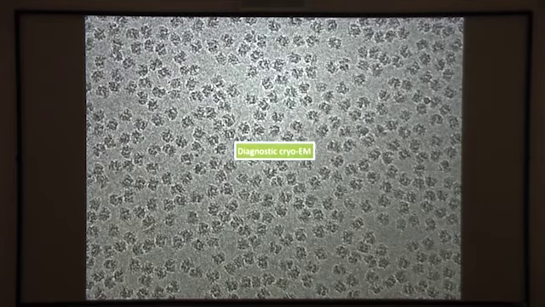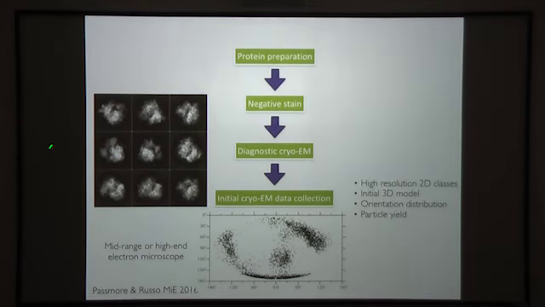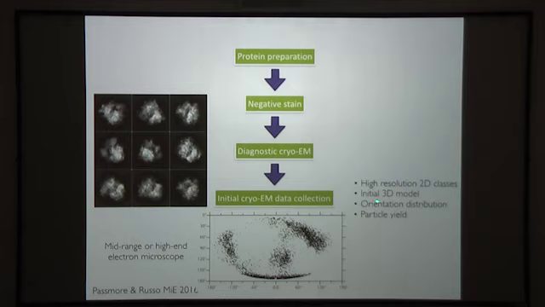Okay, so we use diagnostic cryo-EM to evaluate the specimen. And once we've done that, once we're sure that the particle's stable, it has the right size and shape, and the distribution is correct versus the concentration, we want to move on to an initial cryo-EM data collection. And the goal here is really to obtain 2D reference-free class averages with high resolution features, so at the level of secondary structure. We can also obtain an initial 3D model and evaluate the orientation, distribution, and particle yield.